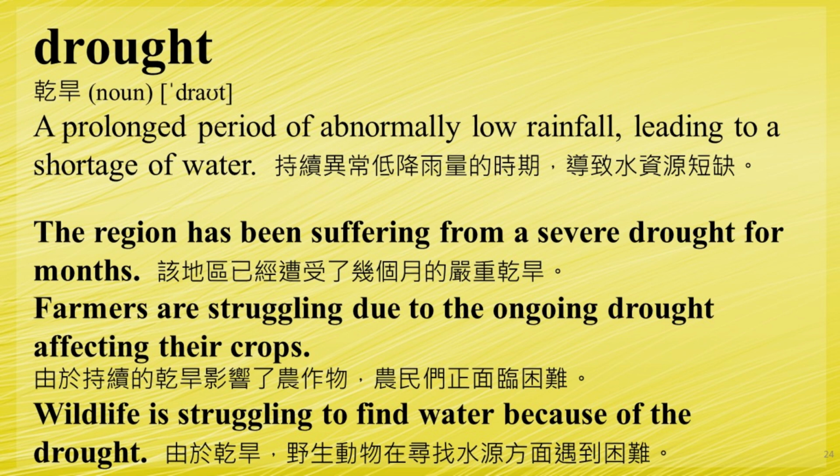Drought. 干旱, A prolonged period of abnormally low rainfall, leading to a shortage of water. The region has been suffering from a severe drought for months. Farmers are struggling due to the ongoing drought affecting their crops. Wildlife is struggling to find water because of the drought.